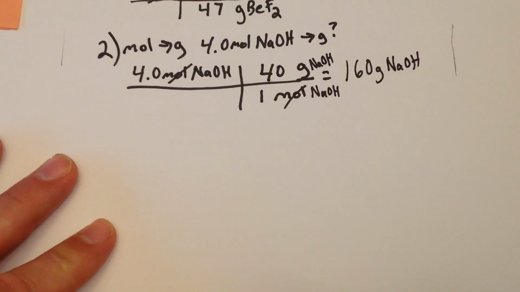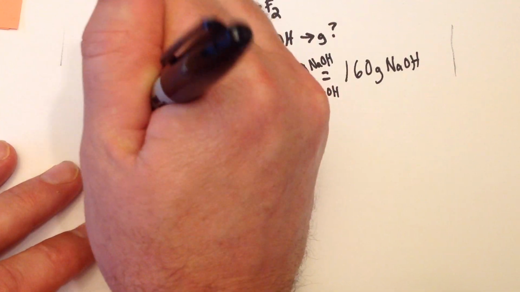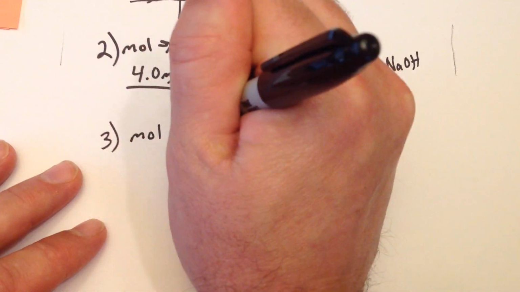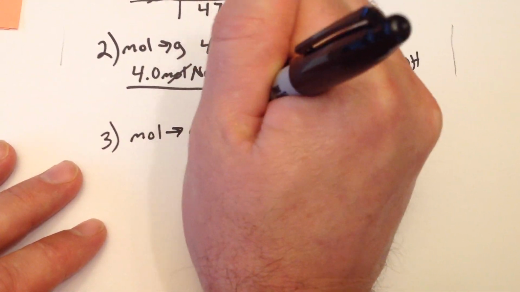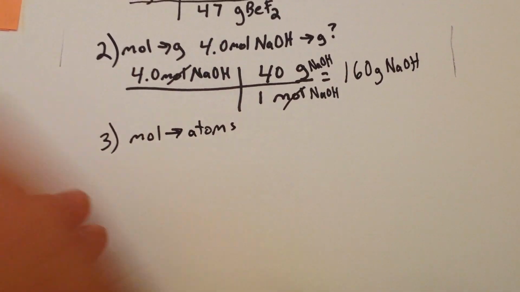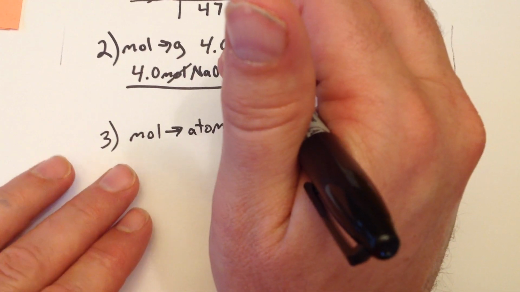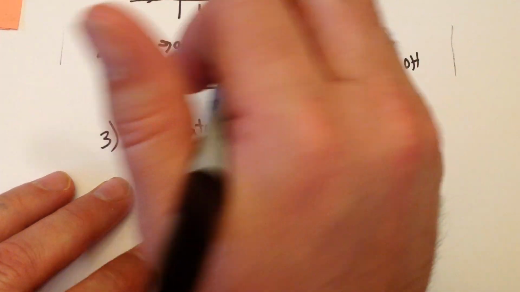What about going from moles to atoms? So in this example, we're going from moles to atoms. Remember the song? 6 times 10 to the 23rd. Yes, that's 6.02 times 10 to the 23rd atoms is 1 mole. So let's look at how we're going to do that when we convert.